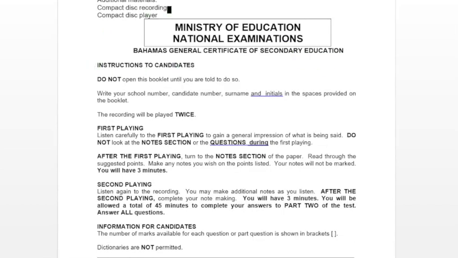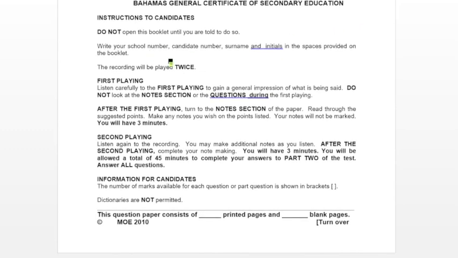For this exam, all information and the passage will be played on a recording, so you are to listen attentively. The recording will be played twice. That is important to know. During the first playing, however, you will simply listen for the general impression of what is being said, and you will make mental note of the main ideas and any relevant or important information.